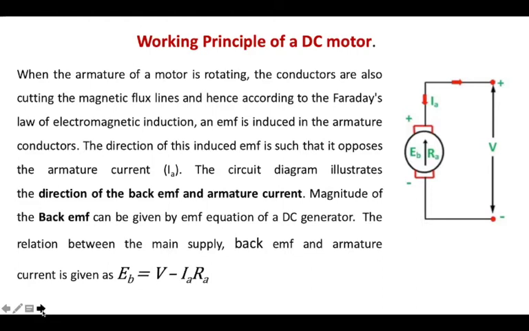The magnitude of the back EMF is given by the same EMF equation that we had derived for the DC generator. Then the relation between the main supply, back EMF, and the armature current is given as Eb = V - IaRa, or V = Eb + IaRa, because the armature has certain resistance of the coils, and the current flowing through the coil will have a voltage drop. Therefore, whatever is the applied voltage, after the drop we will have the back EMF opposing the very voltage which was producing it.